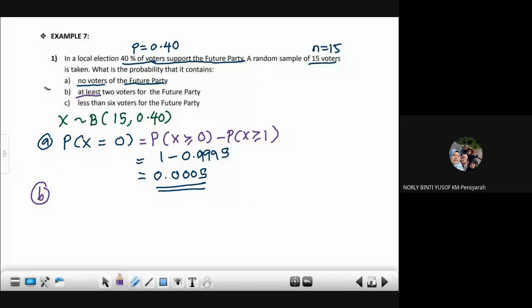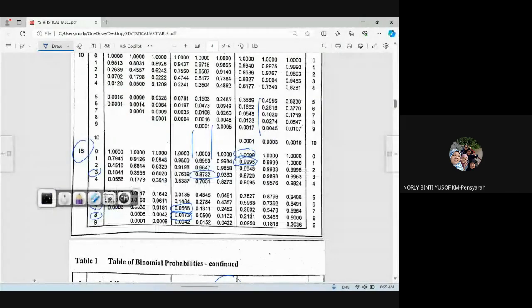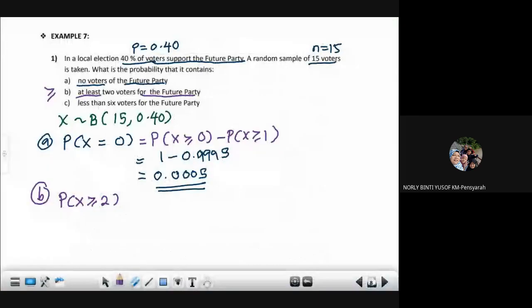So simbol at least lebih besar sama dengan. So at least 2. Sama for future party juga. So ni boleh terus baca table lah. So kalau 2, tengok kat sini 0.9948. Okay, 0.9948. Itu jawapan untuk B. Sebab kita dah tengok pada line N15 dengan P 0.4.